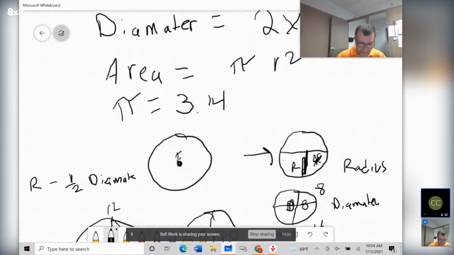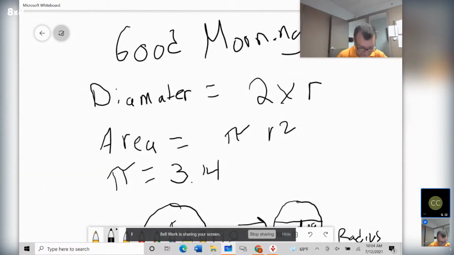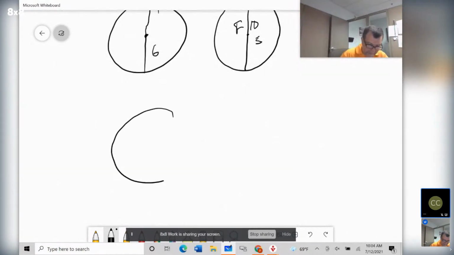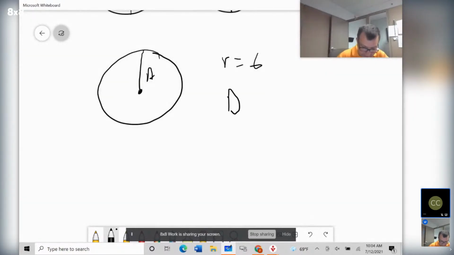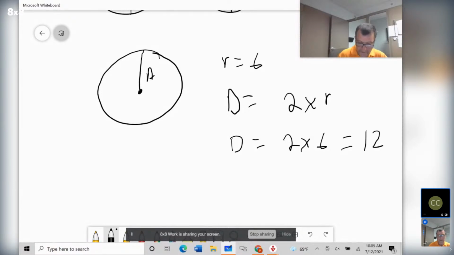So if we go back up to these formulas here, you can see the diameter is twice the radius. So if you get a radius of 6, on this point, we'll say A, we're going to know the radius is 6. And if we do the formula up here, for diameter, it's just 2 times radius. So for this one, diameter equals 2 times the radius. We know the radius is 6, so we're just going to do diameter equals 2 times 6. So for this one, the diameter is going to be 12. So you're just doubling the radius, or 2 times the radius.